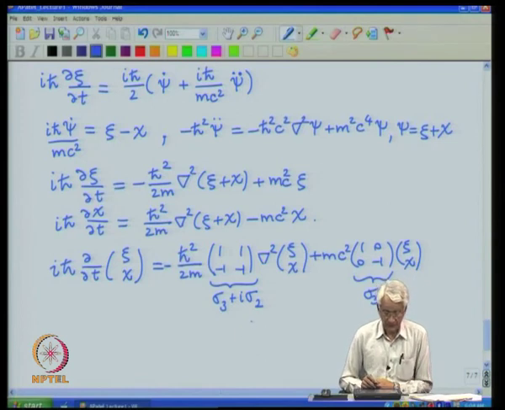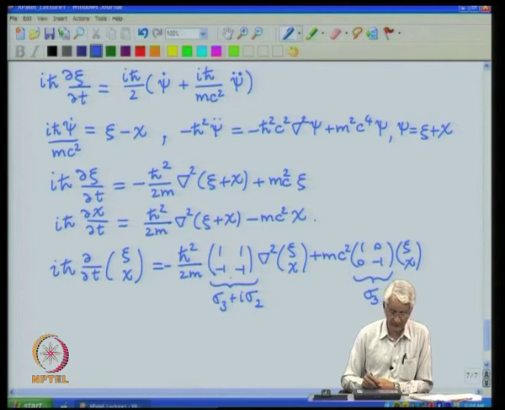And what we need to do is somehow rotate this particular matrix to its diagonal form without changing the diagonal form of the matrix which goes with the rest mass term. And if we do that, the equations will decouple, and then one part will be called the particle and the other part will be called the antiparticle.